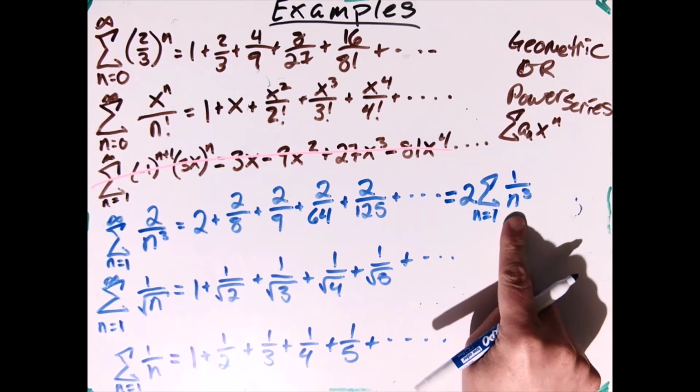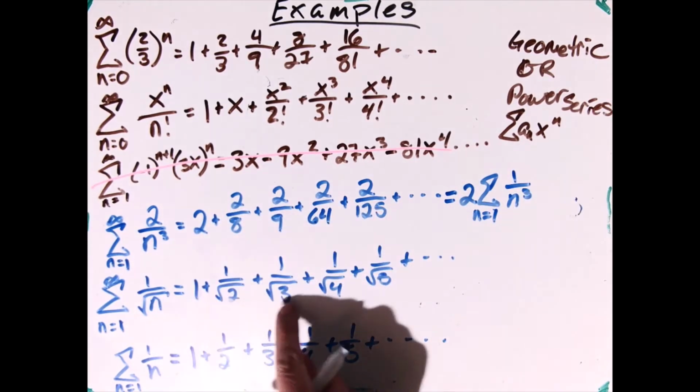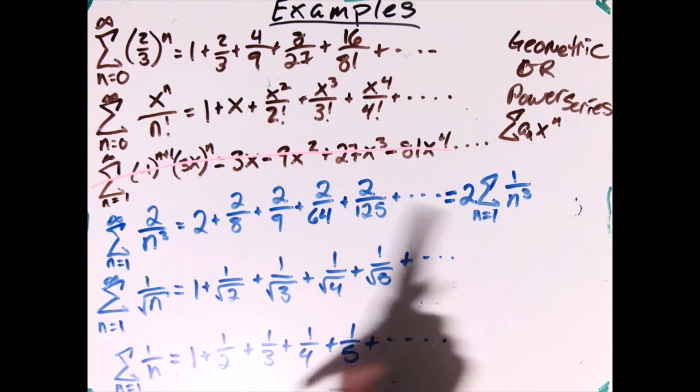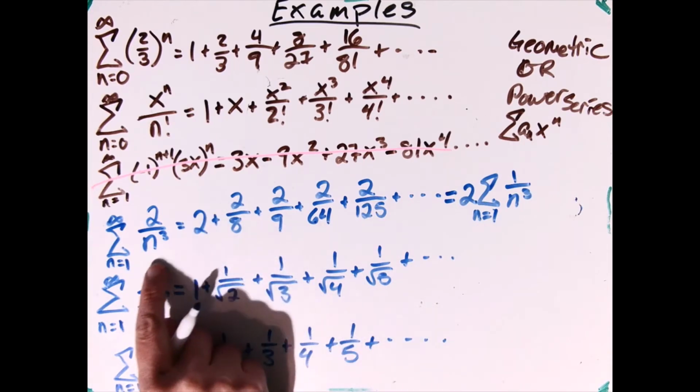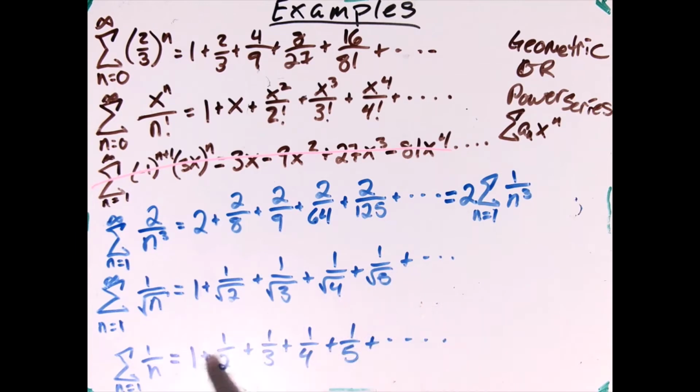Notice here my base is the thing that changes. In my p series, it's the base that changes and the power that stays the same. So here I've got powers of 3, here I've got powers of 1/2, here I have powers of 1. Remember, this is our classic harmonic series. This is the one that we know classically diverges.